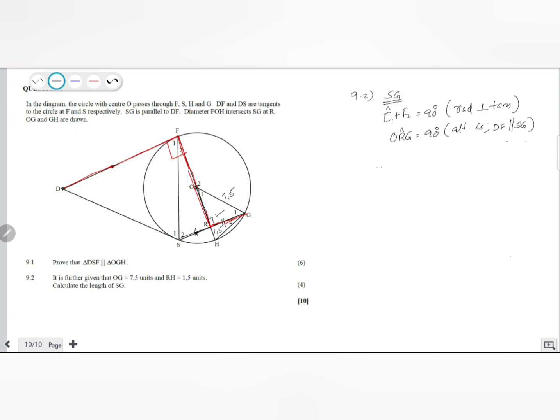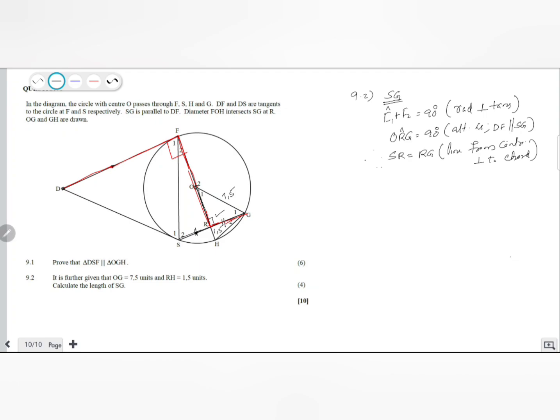Okay, so this one we prove that's 90 degree, which means SR and RG, they are equal. Therefore, SR is equal to RG. What is the reason? Line from center perpendicular to the chord. Perpendicular to chord. That is the first theorem, isn't it? Okay. Now, how do you find SG?